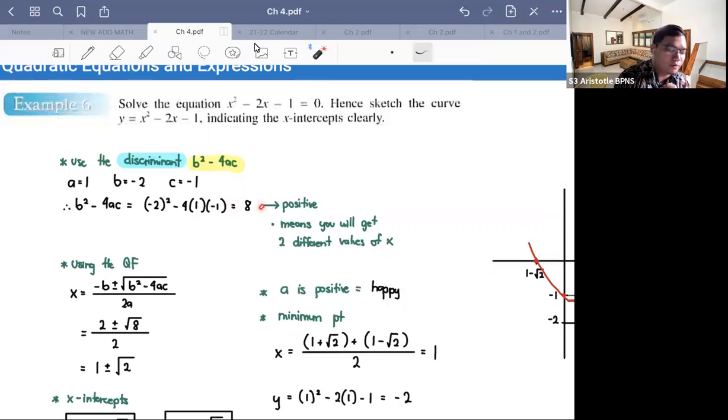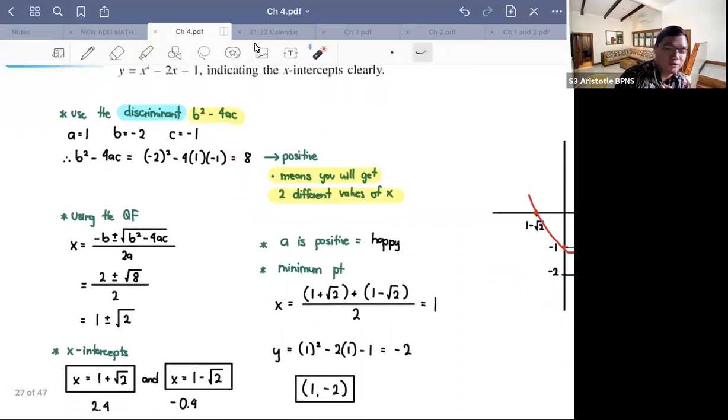Now, if it's positive, which is our answer here, this means that you will get two different values for x. Just like our previous examples, we always got two different values for x, right? That's what it means when your answer here is positive. You will get two different values of x. So how do we prove that? Let's use the quadratic formula in solving for the values of x. Do you still remember the quadratic formula, guys? This is the quadratic formula. And again, you substitute all the values of a, b, and c here.